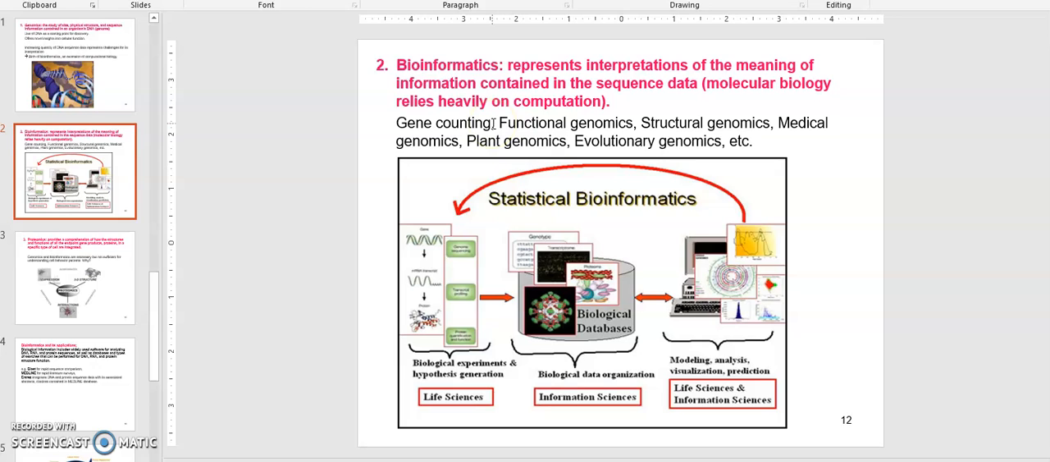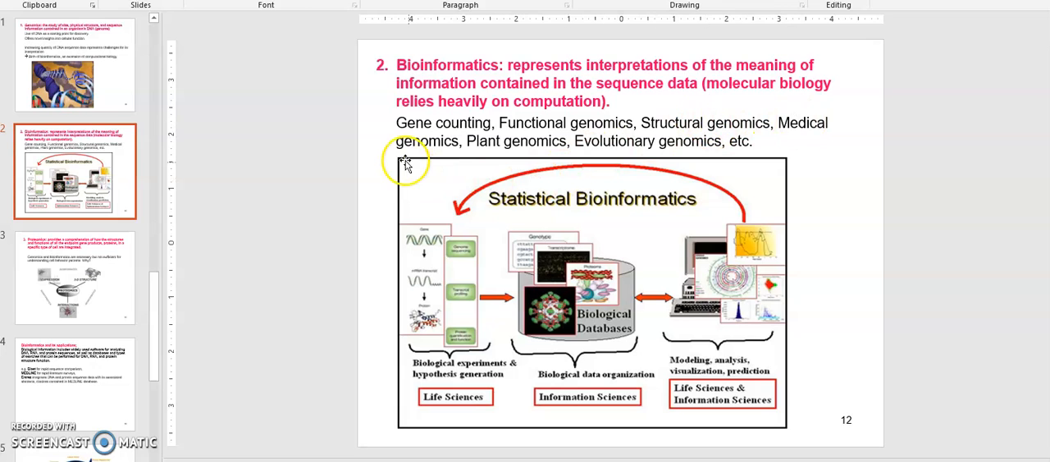Okay, so how many genes are located in your genome? That's important, right? Functional genomics, what do those genes do? Okay, and structural genomics, how your chromosomes develop the structure. Okay, what is the histone structure? What is the nucleosome structure? All those things are important because the structure should change when the gene is expressed.